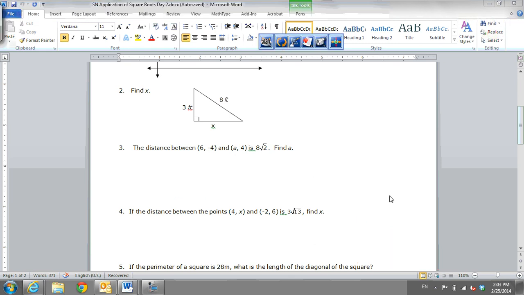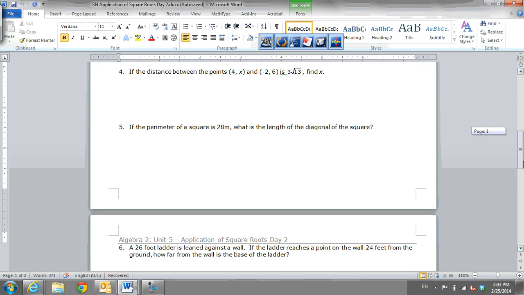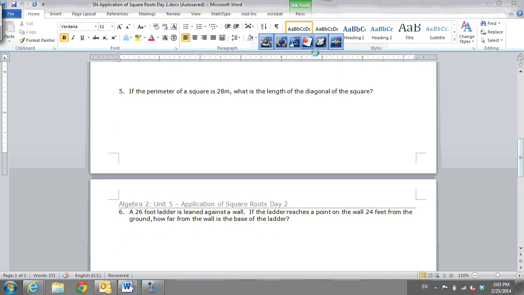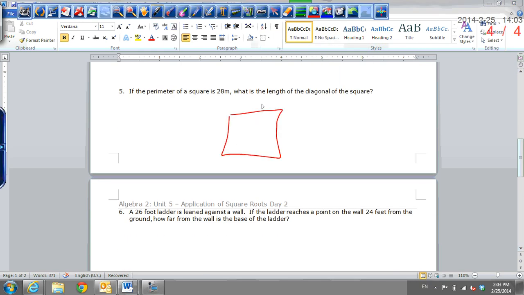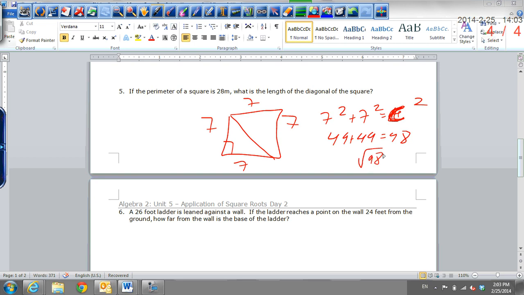Let's see. Number 4 works the same way. Don't need to do that one. Number 5, when you have the perimeter of a square being 28, you know that each side is 7. So then if you want to find the diagonal, you know this is a right angle, so you can do the Pythagorean theorem. 7 squared plus 7 squared equals, we don't know, c squared. Sorry to get ahead of myself. 49 and 49 make 98, so I'm going to take the square root of 98. That's going to be the same thing as 2 times 7 times 7, so my answer is 7 root 2. And that's reducing radicals. Go watch the YouTube video if you don't know what's going on.